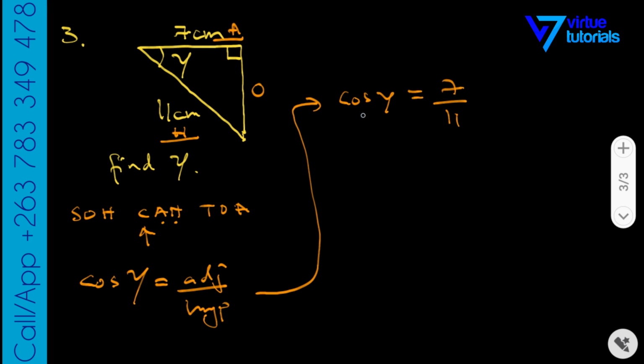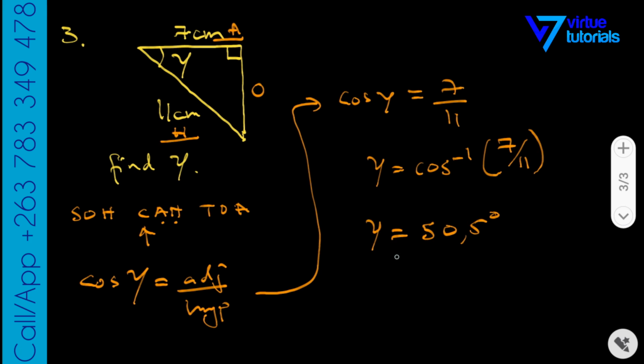Now, we're not looking for cos of gamma, we're looking for gamma. So we remove cos, take it to the other side, and it becomes arc cos of 7 over 11. Again, if you submit that to your calculator, you will get 50.5 degrees. Okay. So that's it on trigonometry.